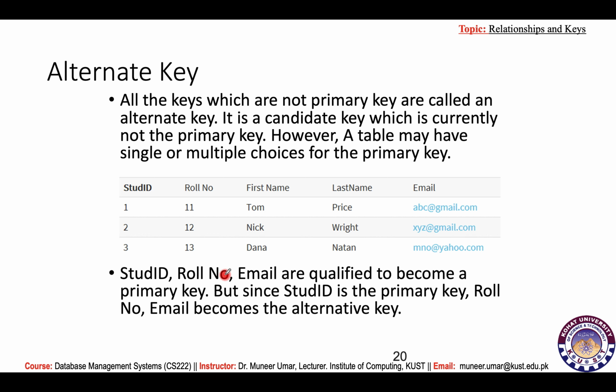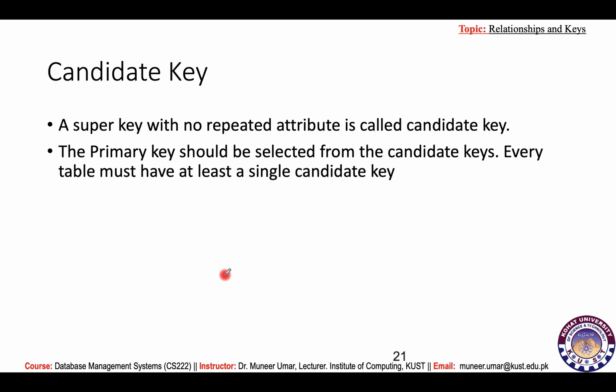Then we have alternate key. Before alternate key, let's look into the candidate key. A super key with no repeated attributes is called a candidate key. We have the same definition of primary key for the candidate key. The primary key should be selected from the candidate keys.